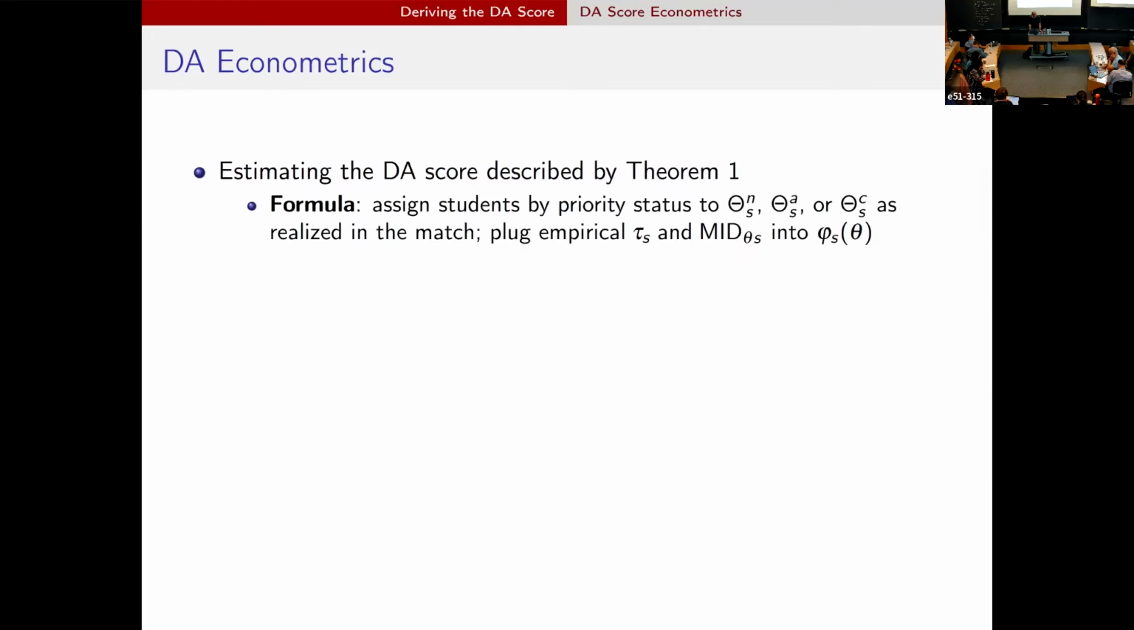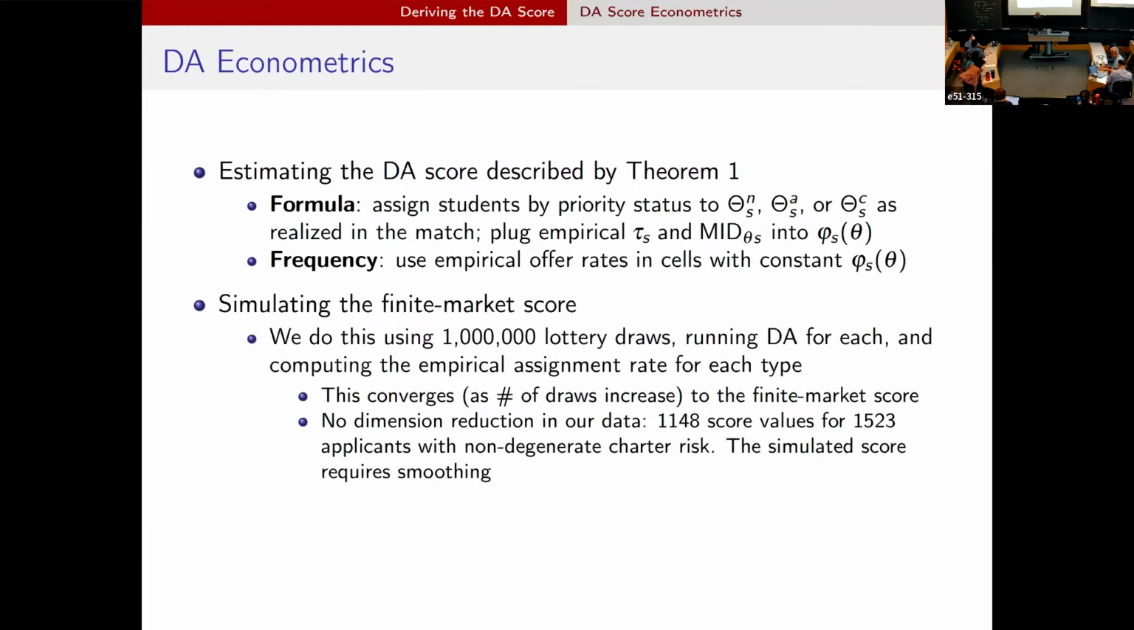So we can estimate the DA score simply by putting students into these groups, never seeded, always seeded, and conditionally seeded, and figuring out the empirical cutoffs, the lottery cutoff tau S, and the mids. That's what I'll show you some results for. Let me skip the frequency.